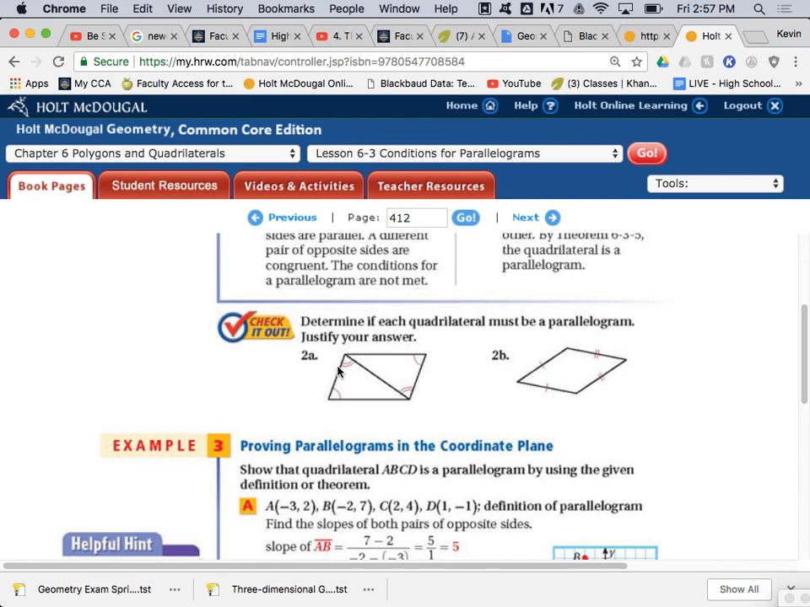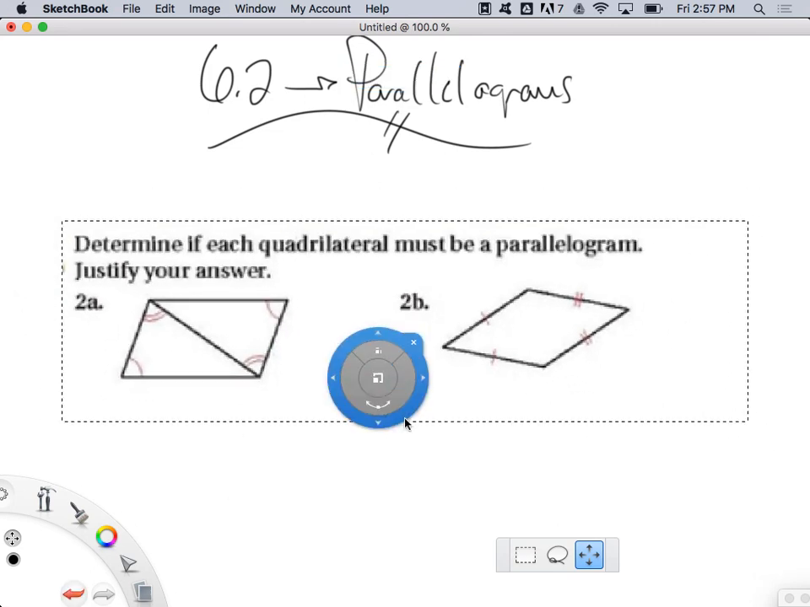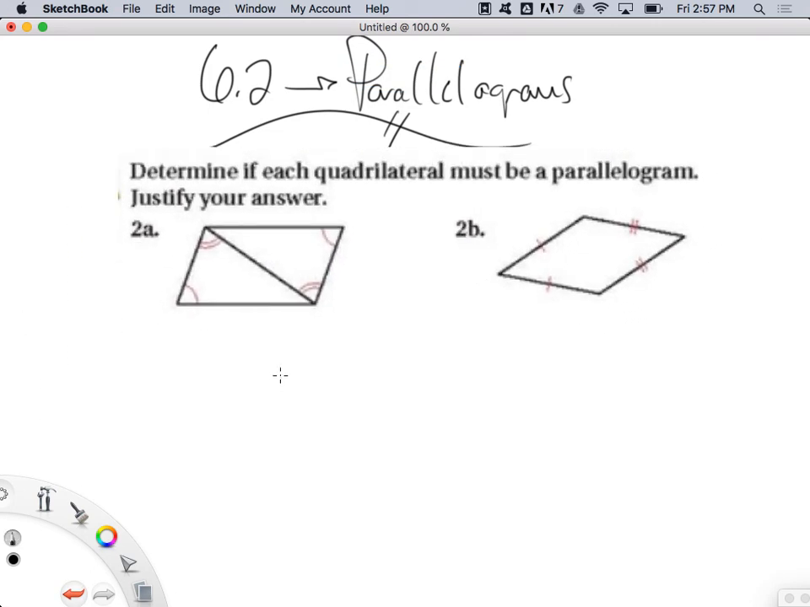All right. Let's take a look. Are these parallelograms? Justify. Okay. Well, this one, look. If these 2 angles are congruent, then you know that these 2 angles also have to be congruent. You see that? Okay. So therefore, this angle is congruent to this one, and that one's congruent to that one. So opposite angles are congruent.